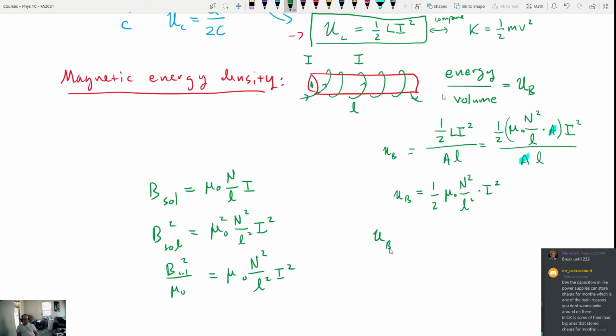So now we can say that our magnetic energy density is going to be 1/2 of the magnetic field of a solenoid squared divided by mu naught. But we can drop the solenoid part and say just in general, the energy per unit volume contained in a magnetic field is just the size of the magnetic field squared divided by 2 times mu naught.